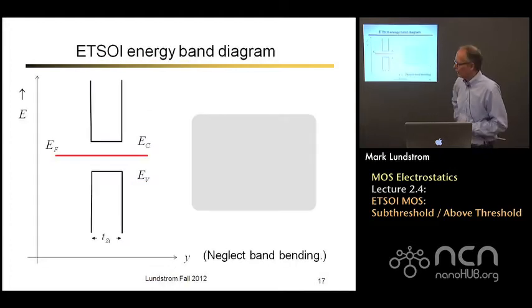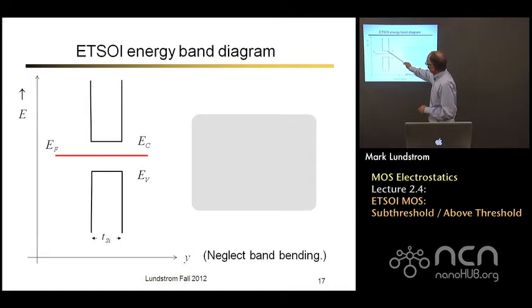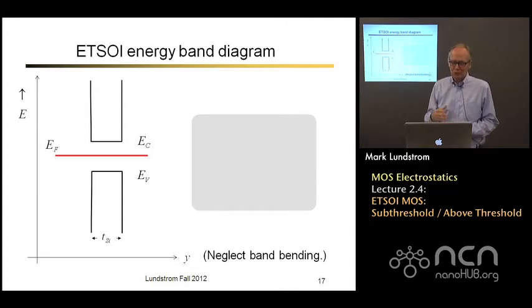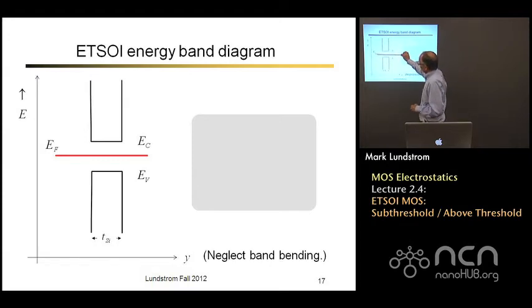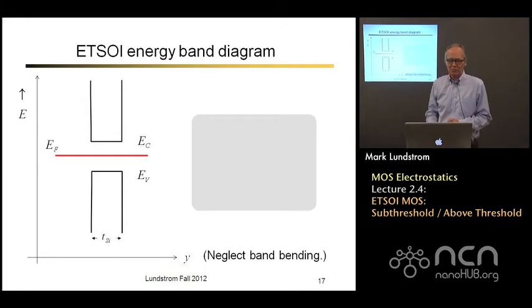Okay, so let's take a look at what these energy band diagrams would look like. So here's my conduction band, here's my infinite barrier due to the oxide, here's my valence band. If I've adjusted my work functions appropriately, I can position the Fermi level to be more or less in the middle of the band gap for zero applied gate voltage. You just do that with work functions.